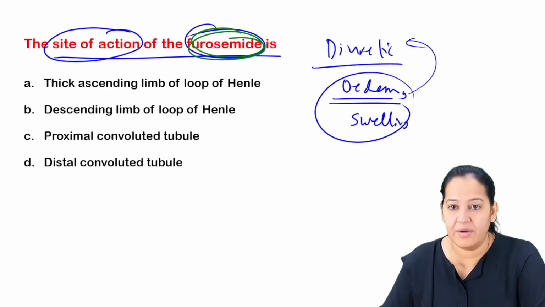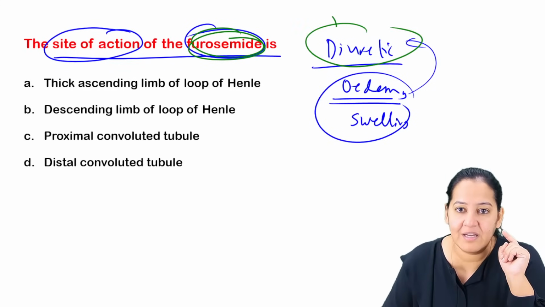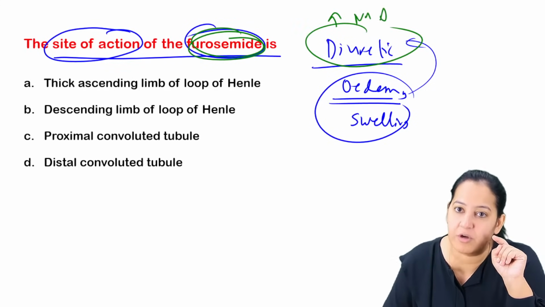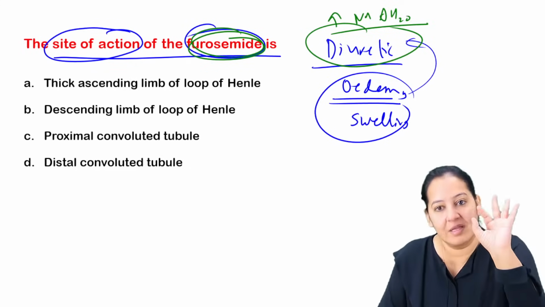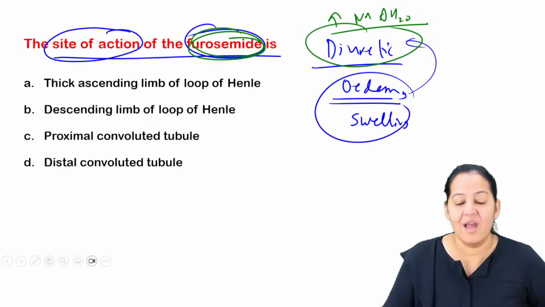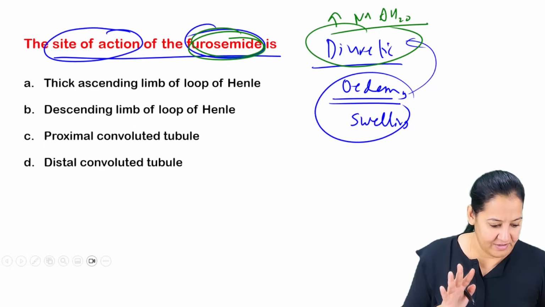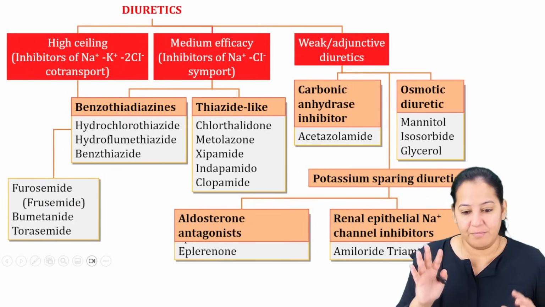So basically, diuretics are the drugs that will increase the excretion of sodium and water in urine. They will increase the excretion of sodium and water in the urine. These are the drugs known as diuretics. Okay, now I will come back to the question again. Before that, let me show you the classification.